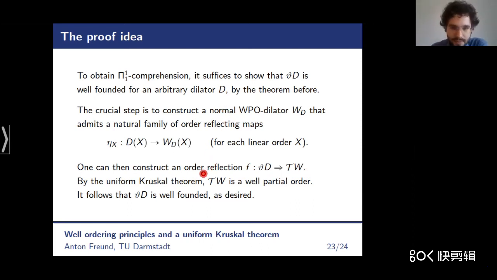In any case, now that we have this order reflection here, we can apply the uniform Kruskal theorem. So the uniform Kruskal theorem tells us that this Kruskal fixed point T of W_D is a well partial order. And if you have an order-reflecting map of a linear order into a well partial order, then you can conclude that your linear order is also well-founded. So we can now conclude that the Bachmann-Howard fixed point is well-founded, and that will then give us Pi-1 comprehension, as we wanted to have it.